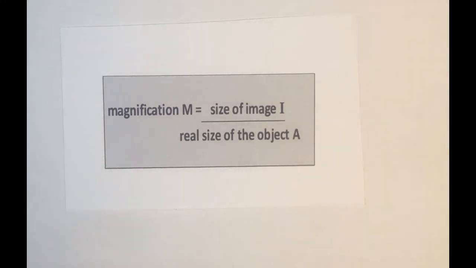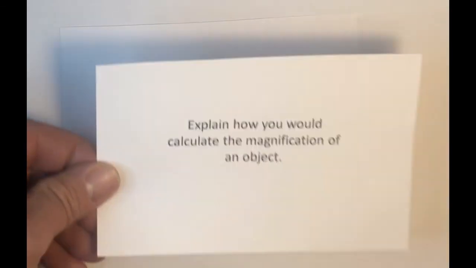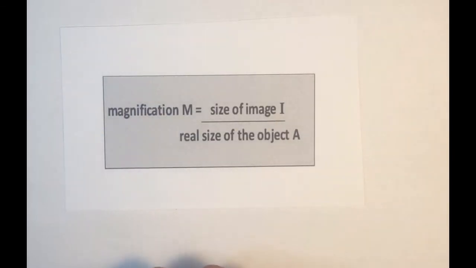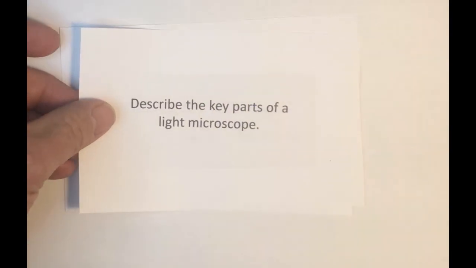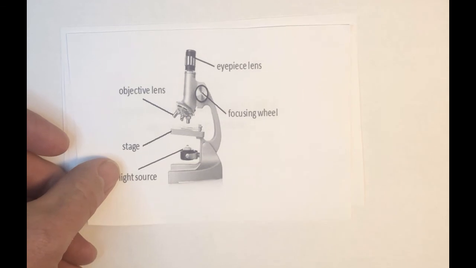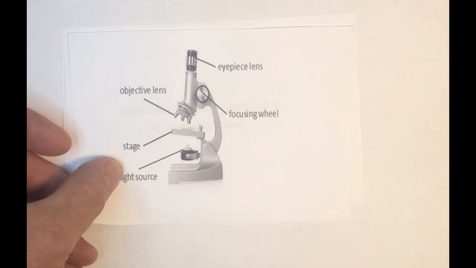All right, that's just very briefly about two possible GCSE questions that you may well have. How you would calculate the magnification of an object: you need to remember that equation. Describe the key parts of the light microscope: you need to know the different parts and really their role.